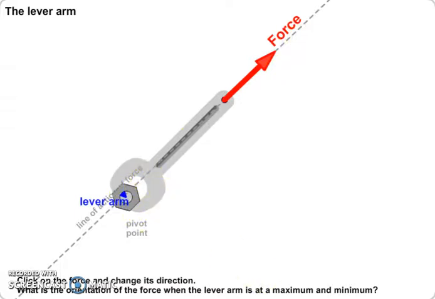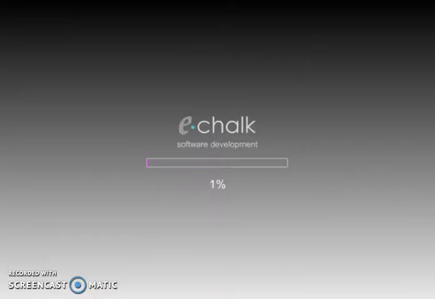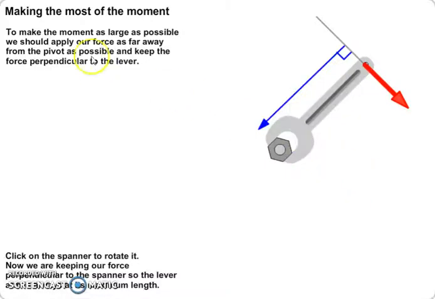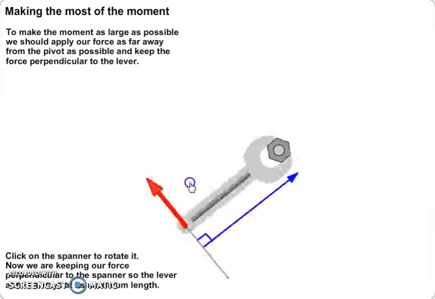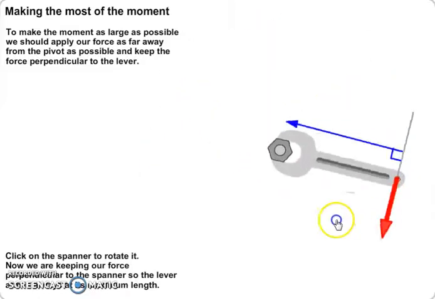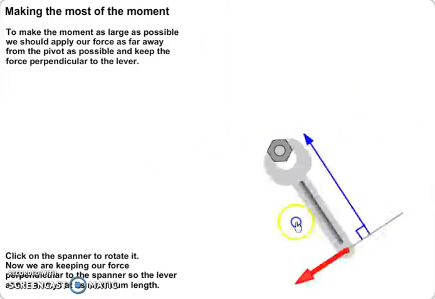Not at all, right? Okay, so just to finish it up, to make the moment or the turning effect as large as possible, we must always apply our force as far away from the pivot as possible, and the angle must always be perpendicular to my spanner. You can see, this is how you screw or unscrew a bolt.